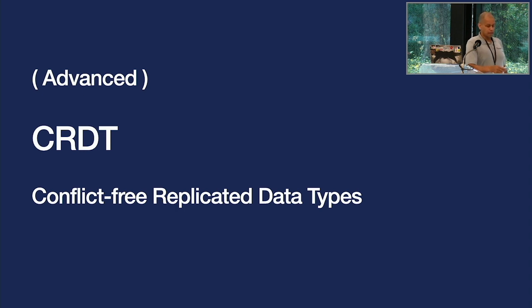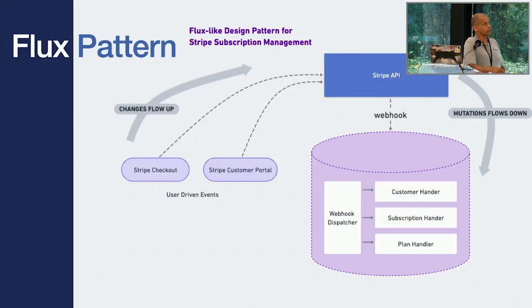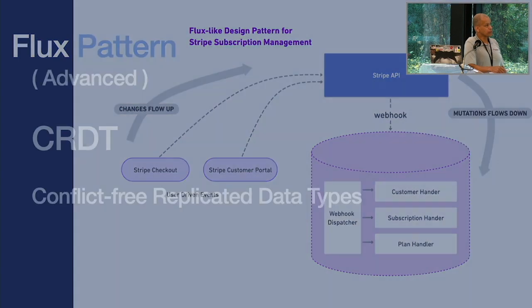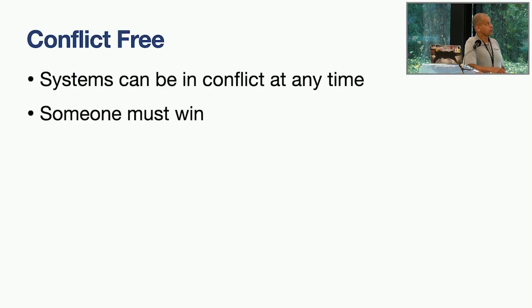And the thing here is it's data types. This is what we're really talking about, this data type. So it's not just maybe a JSON object, but maybe it's something different than that, right? And the conflict-free we'll get into here.